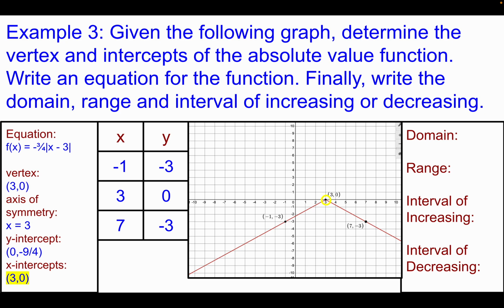Note that this is also the vertex, and I think that's worth pointing out. This is the one time where the vertex and the x-intercept are the same point, when the vertex is on the x-axis. Your domain goes from negative infinity to infinity, right? That's true for all these absolute value functions. The range for this one will go from negative infinity to 0. We're including all the y values below 0.